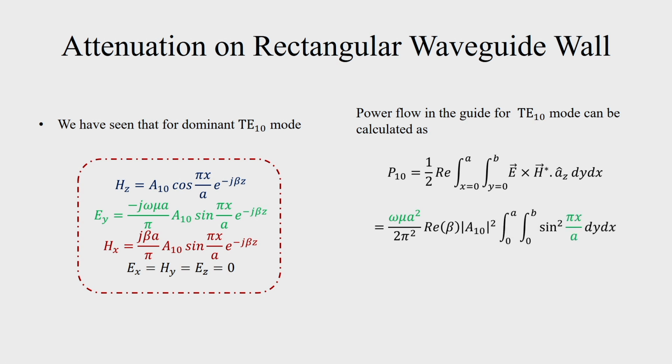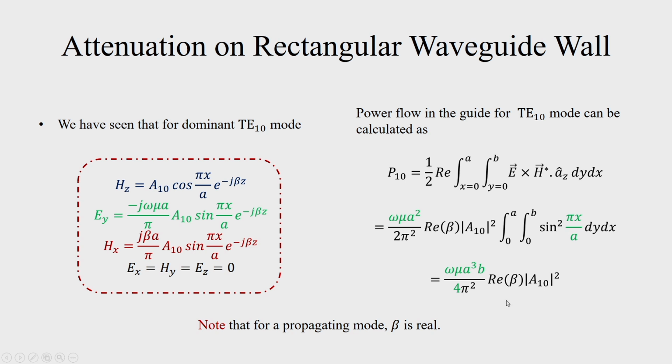for the power that flows inside the waveguide because of the dominant TE10 mode, and this can be written as omega mu a cube b by 4 pi square, real part of beta, times the magnitude of A10 squared. Please note that when the wave propagates inside the waveguide, beta will be a real quantity.